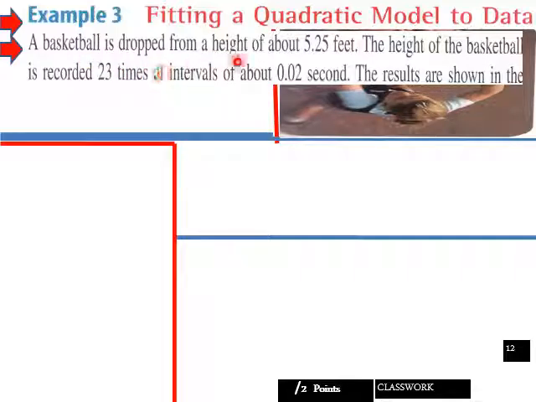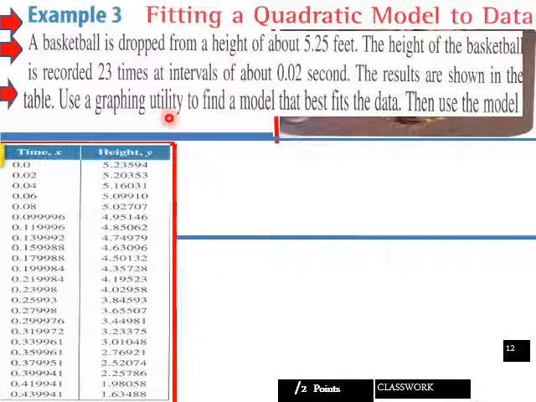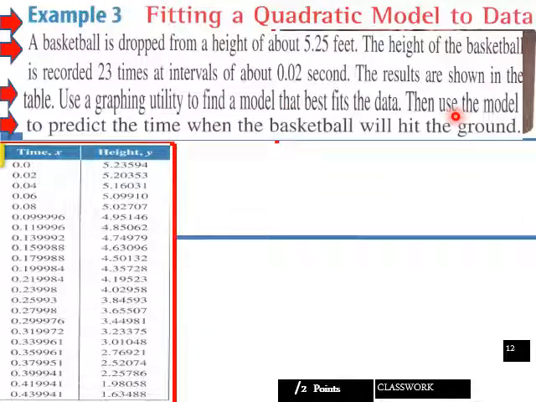A basketball is dropped from a height of about 5.25 feet. The height of the basketball is recorded 23 times at intervals of about 0.02 seconds. The results are shown in the table. Using a graphing utility, find a model that best fits the data. Then use the model to predict the time when the basketball will hit the ground.